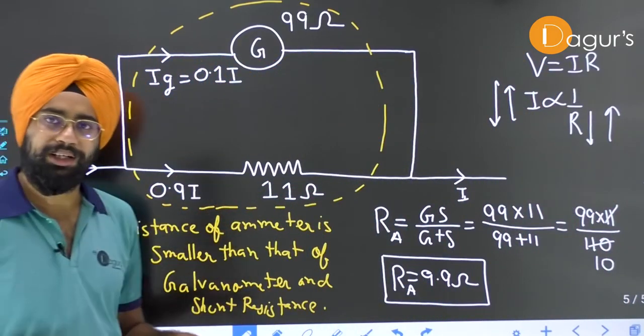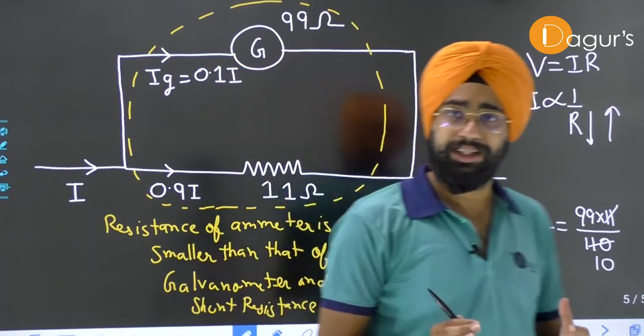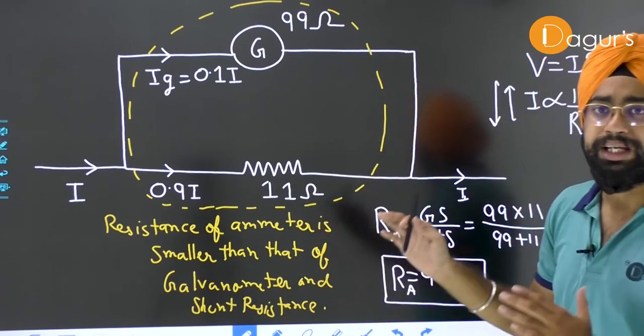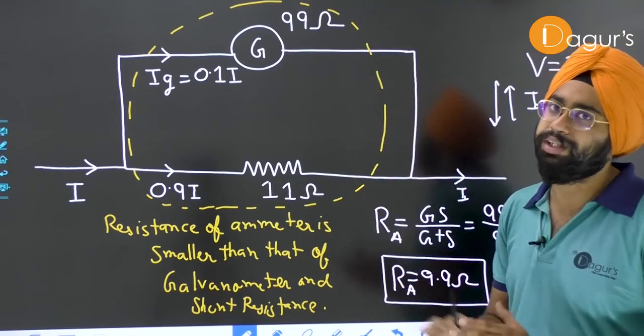And for an ammeter, our main objective is to find the current. So the resistance of the ammeter is much lesser than that of the galvanometer and that of the shunt resistance.